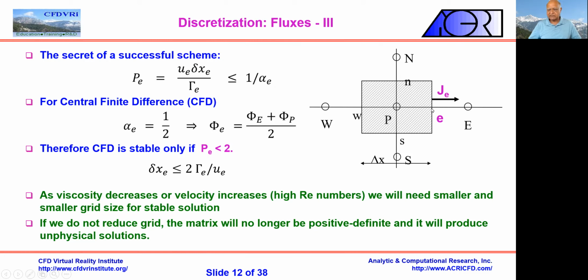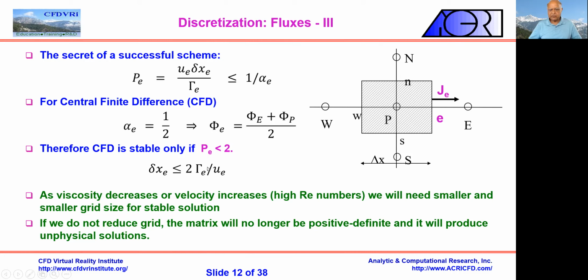Central difference is basically if this is in the middle, take the average of the two values. That seems correct, right? So phi_e is (phi_E + phi_P)/2. If we do that, we'll find that C_E is the correct sign only if the Peclet number is less than 2. So what that means is that for central finite differences to give you a physically plausible solution, the grid size must be in this ratio.